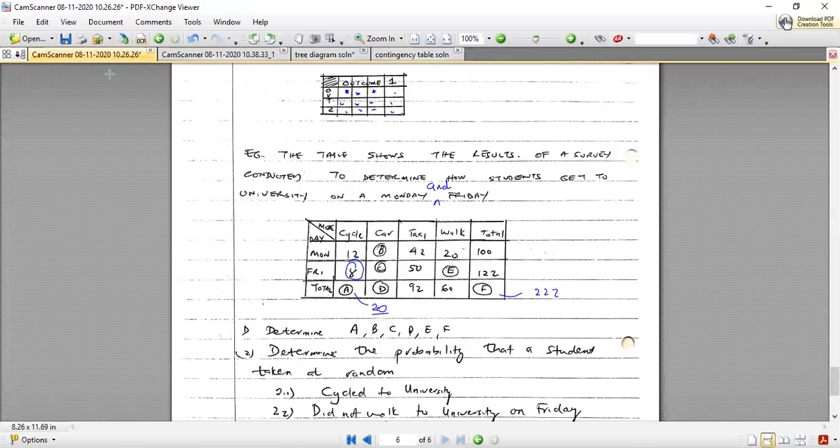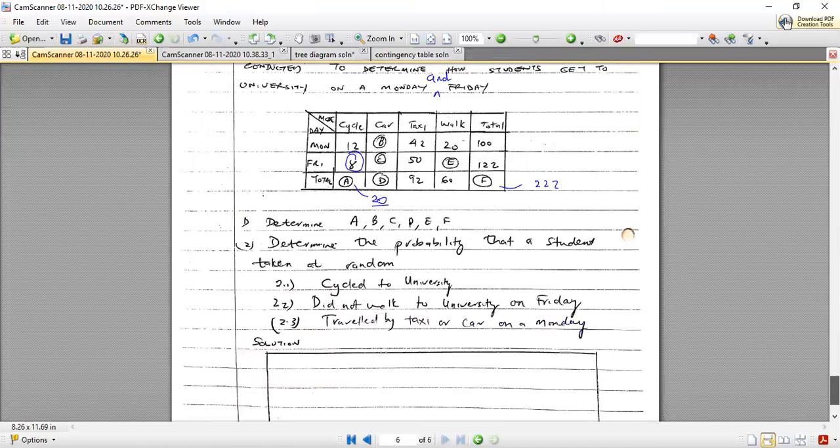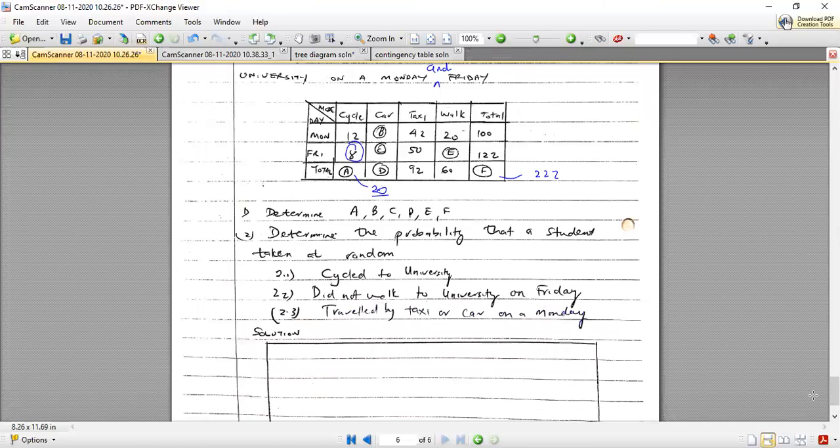But now, if we look at question 2.1, they want us to determine the probability that a student taken at random, remember it's all random selection, cycles to university. So cycling to university, we look, there's 12 on Monday, 8 on Friday, and the total is 20. So what is the probability of a person cycling to university?